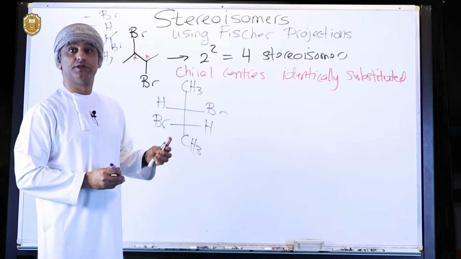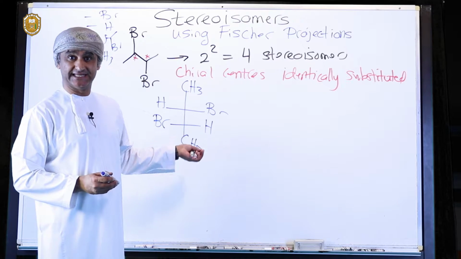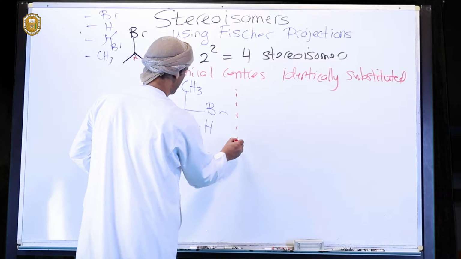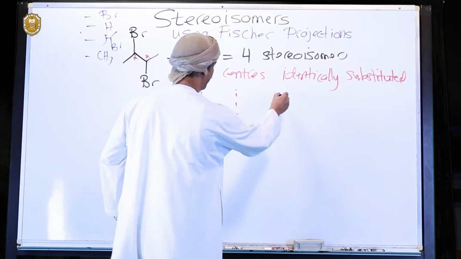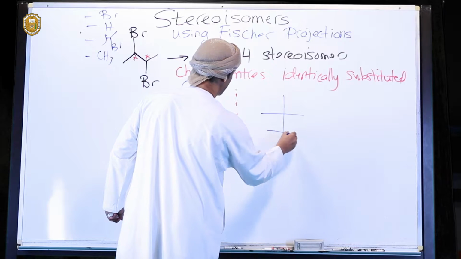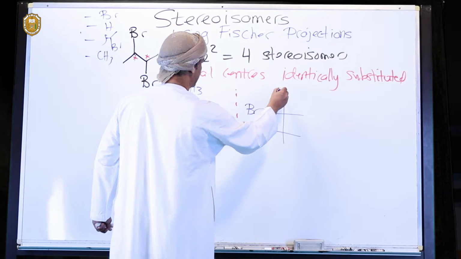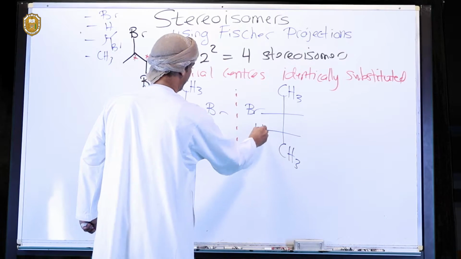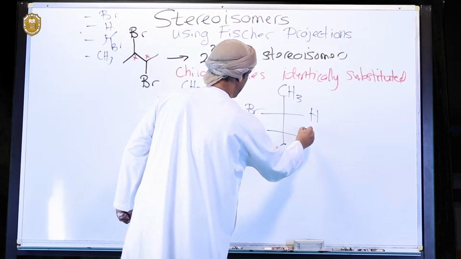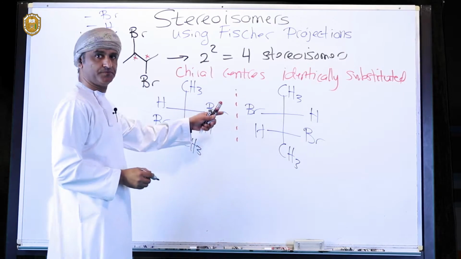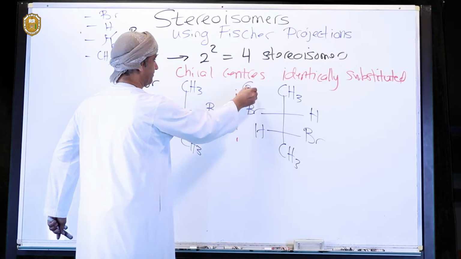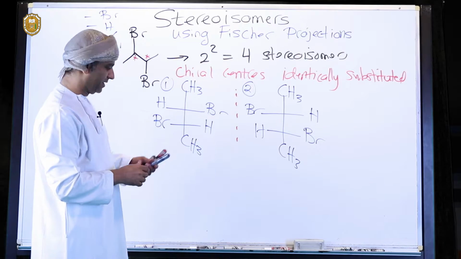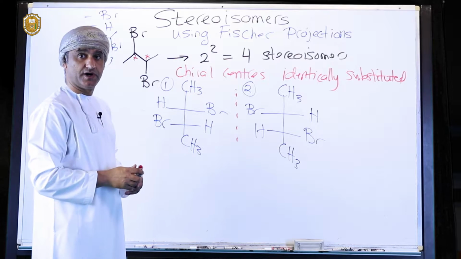We simply now draw the mirror image of it in order to get its enantiomer, or its mirror image if you like. So if we put a mirror plane, then we would be able to draw the mirror image of the first stereoisomer. So this is stereoisomer number 2, and this is number 1. So two stereoisomers so far that we have drawn.